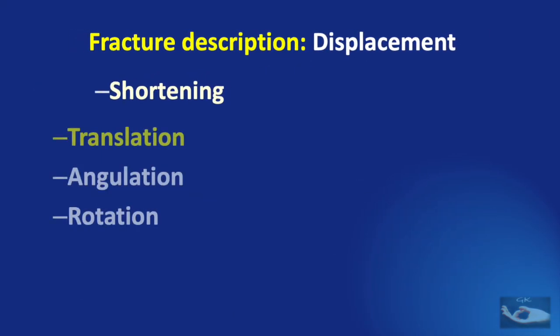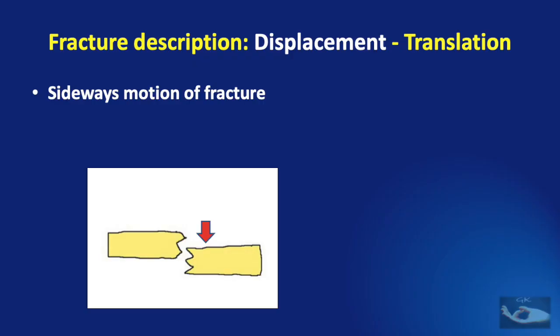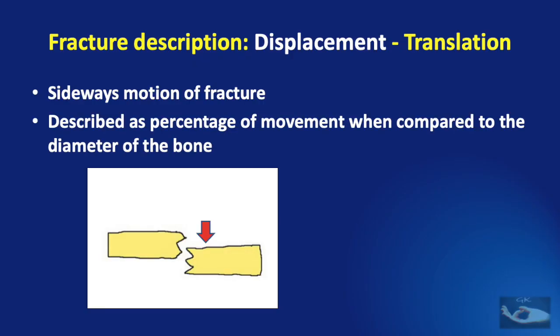Next, we shall see the translation that occurs. It refers to the sideways motion of the fracture. It is described as a percentage of movement when compared to the diameter of the bone. Hence, in this diagram, you can see that there has been 50% translation.